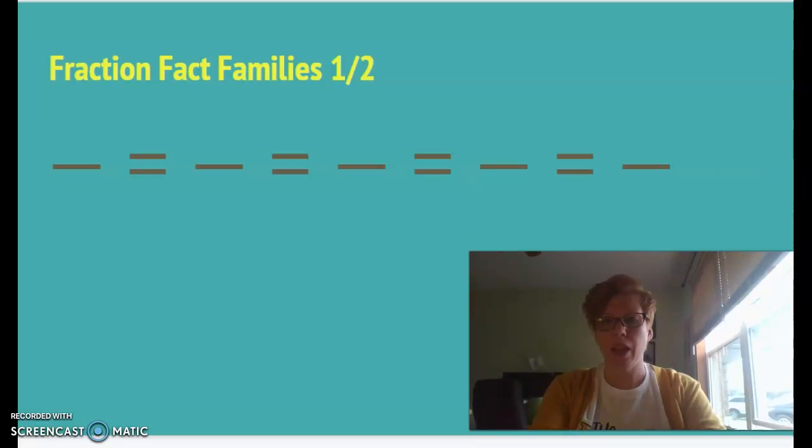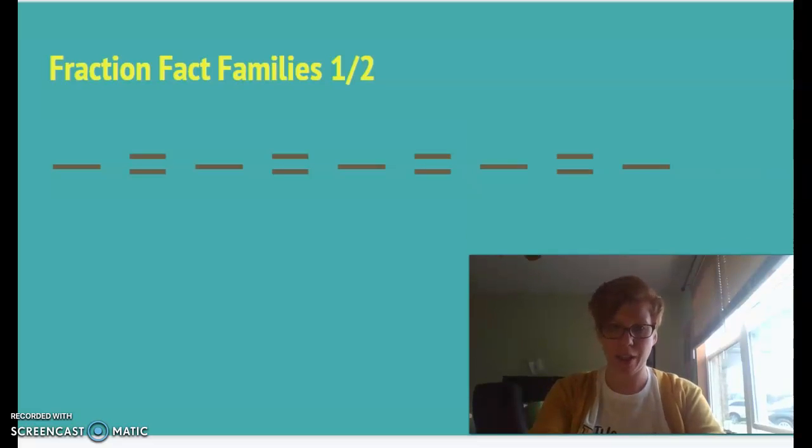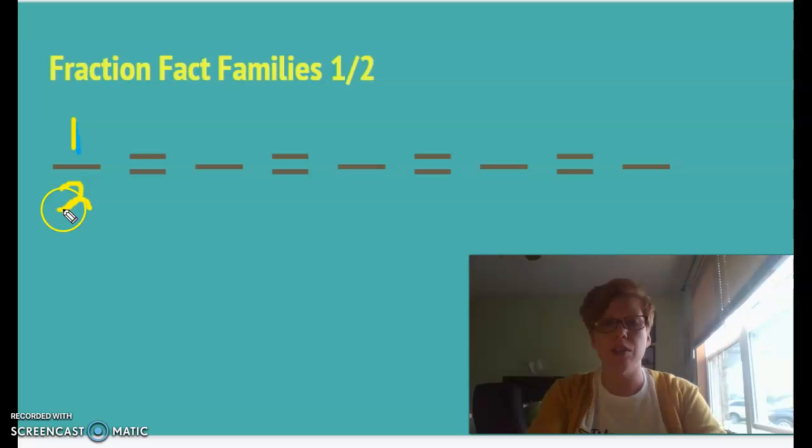So let's start by looking at the half fraction fact family. I'm going to start by filling this in, using a better color. There we go, 1/2. Now, we need to know what are all of the fractions in the 1/2 fact family. Well, when you find equivalent fractions, all you need to do is multiply the numerator and the denominator by the same number. So let's just start multiplying by 2.